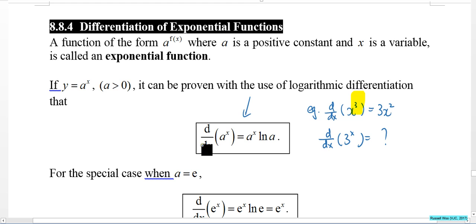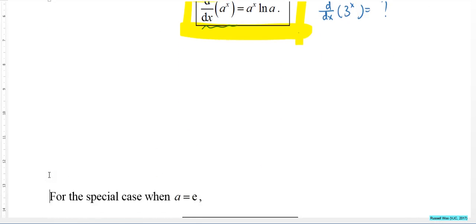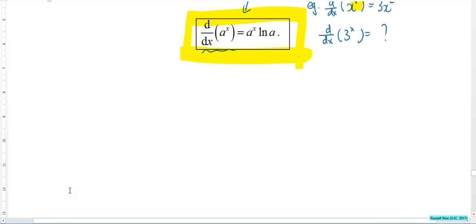Now, very quickly, I'm going to just prove this idea. Very quickly, I'm going to prove that when we differentiate a to the power of x, we get this. Now, how do we prove this? There's nothing to copy. It's all given, but I'm just going to work it out so that we can all understand. So I will first let y be equal to a to the power of x. Now, our objective is to find dy/dx.